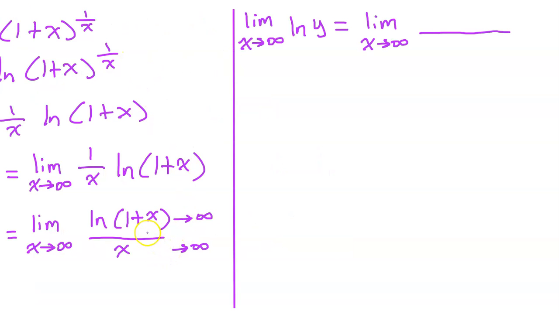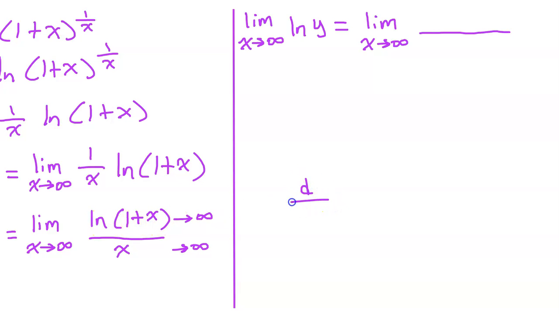According to L'Hopital's rule, we can take the derivative of the numerator and the derivative of the denominator without changing the value of the limit. This only works when you're approaching infinity over infinity or 0 over 0. But what is the derivative of natural log?